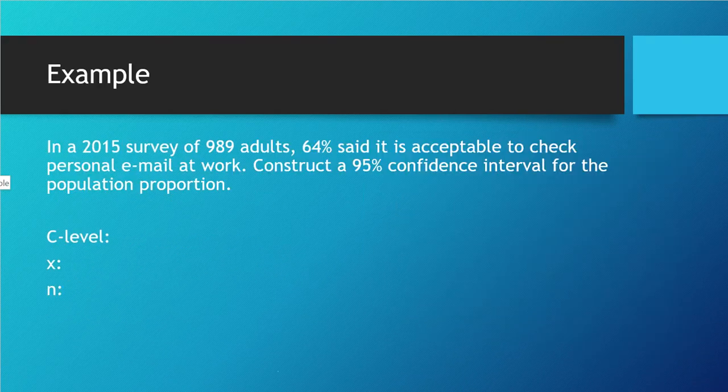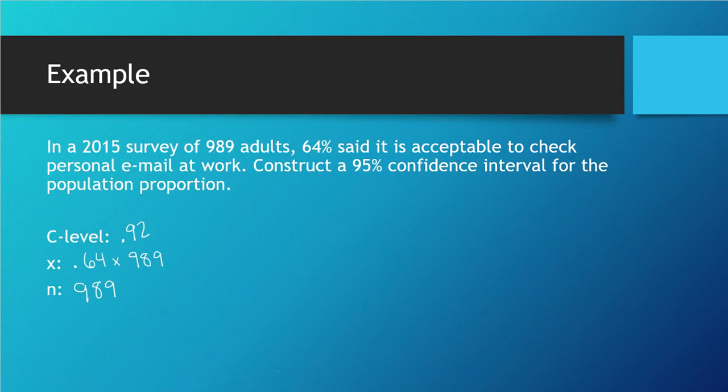We have a survey of 989 adults. 64% said it is acceptable to check personal email at work, and we're going to do a 95% confidence interval. So our C level is 0.95. For X, they don't tell us a number, they tell us a percent. So I'm going to do 0.64 times 989, so that I get what 64% of 989 is. I'm going to show you in just a second. You can do that right in the Z interval part of the calculator. And then N is our sample size, so we surveyed 989 people.